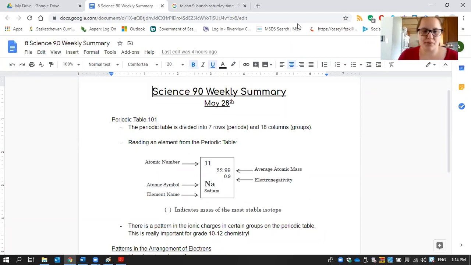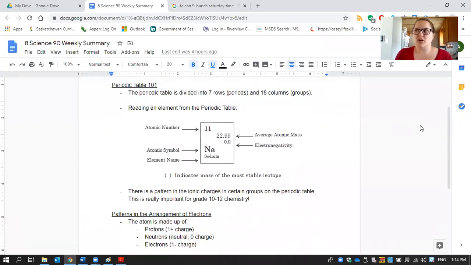So we're talking about periodic table 101 and then the patterns in the arrangement of electrons in an atom. Your first lesson was on the periodic table 101. It was basically just on reading and understanding what you're looking at when you're looking at the periodic table.